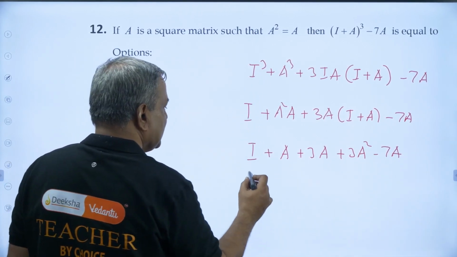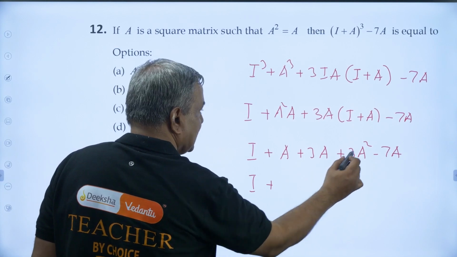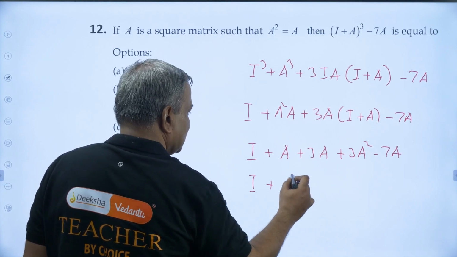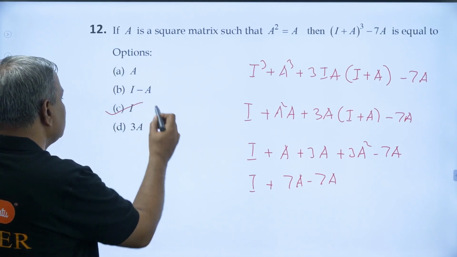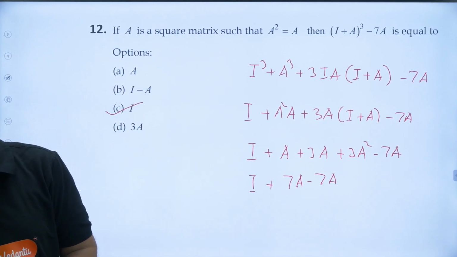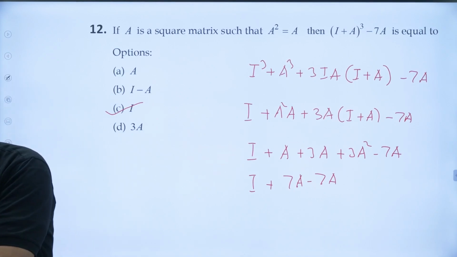Correct? So how much do we get? I plus A square is again A. 3, 3, 6, 7. 7A minus 7A. I think I is the option. Option C is correct. Simple calculation.